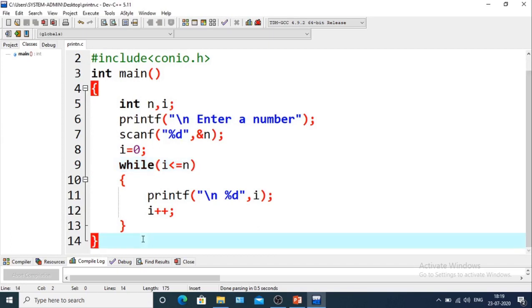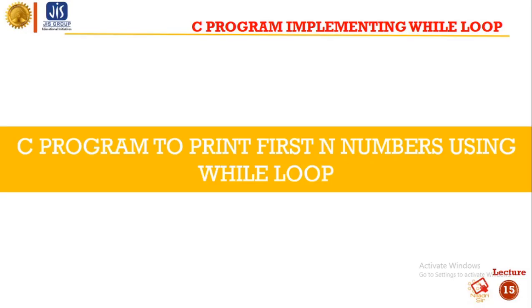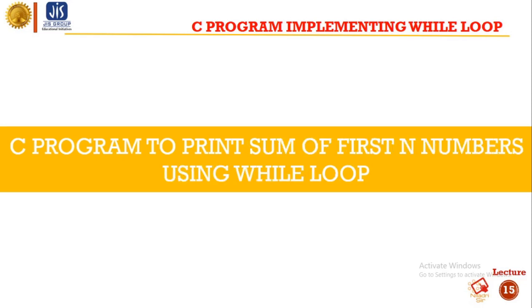This was the code to implement all the programs using, sorry, using while loop. So this was the program to print first n numbers using while loop. The next program is to print the sum of first n numbers using while loop.